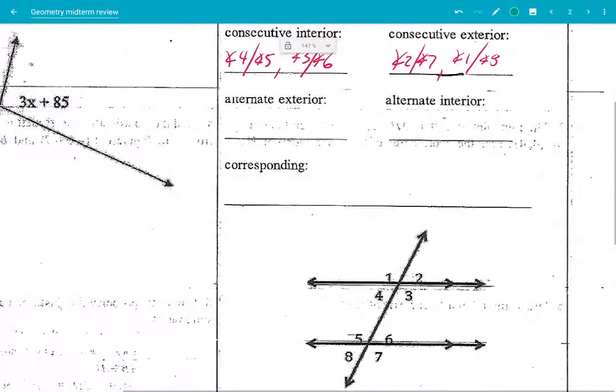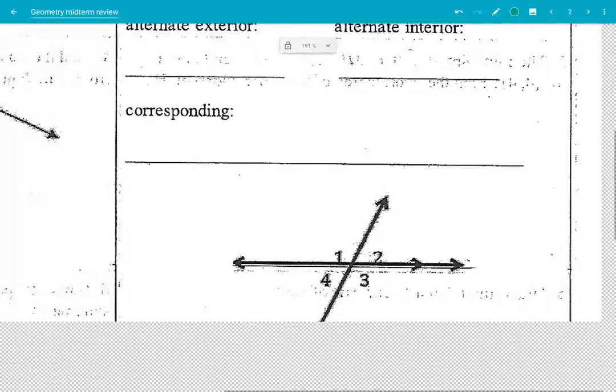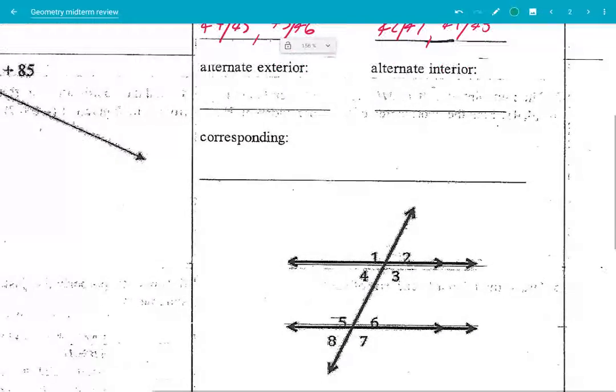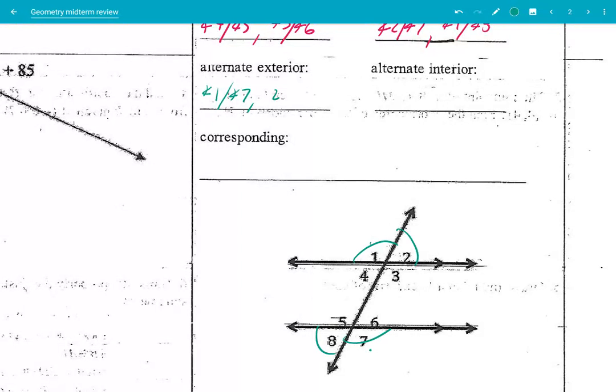Alternate exterior. There's some alternate exterior angles. Alternate means it's on different sides of the transversal, and exterior means it's outside the lines. So 1 and 7, and 2 and 8. I'm just gonna... I don't know what I'm doing.